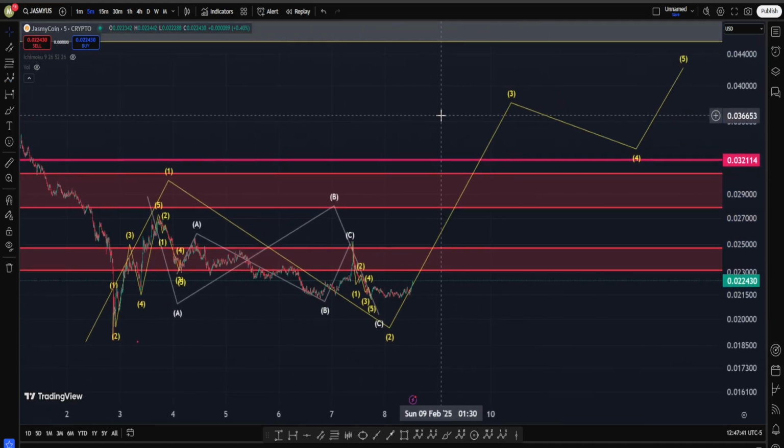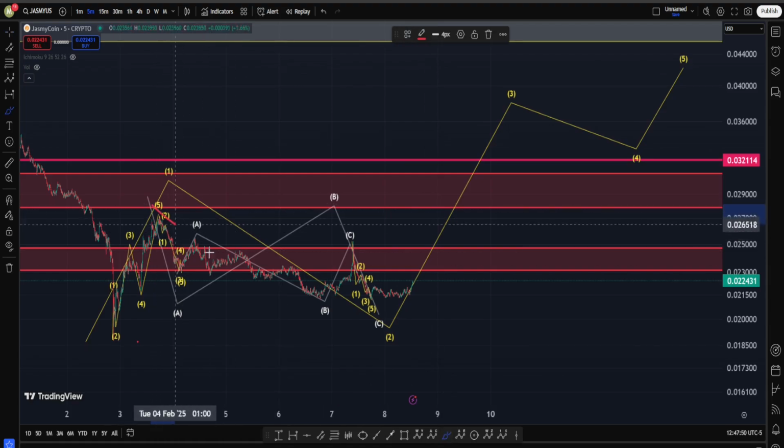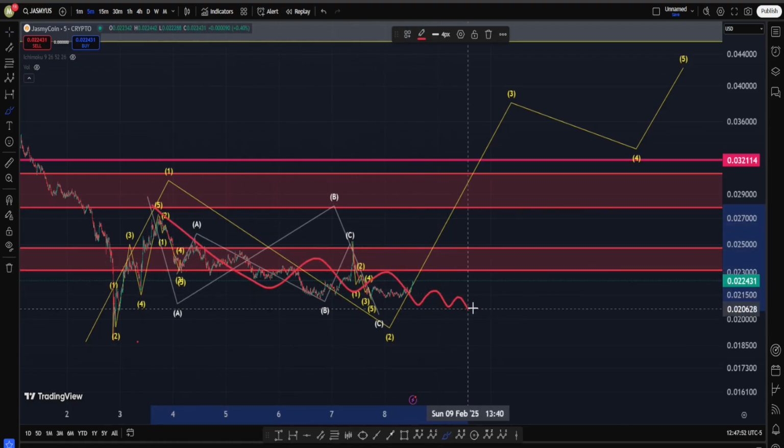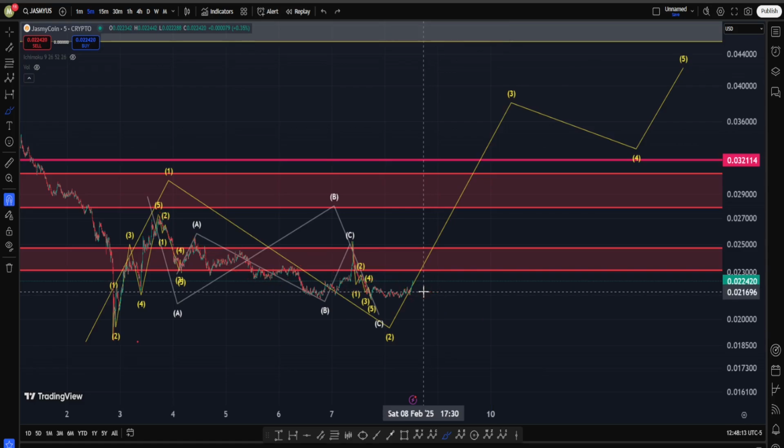This is reason number 1 for why I would like to argue right now is probably decision time for JASMY, and we are kind of running out of time and we just cannot do these types of consolidation anymore. I would give this one probably another 24 to maximum, let's say, 48 hours to play out, and after that I need to see some sort of a move up in order for me to be able to be bullish. This is scenario number 1.